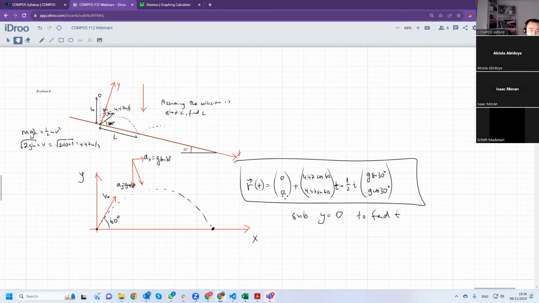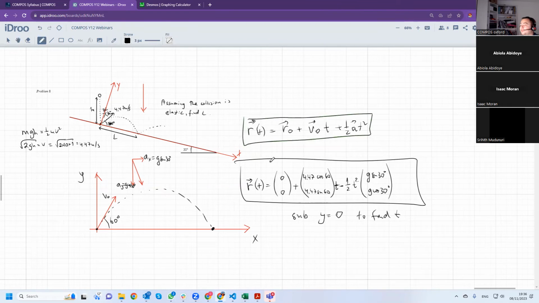Yes, it is meant to be t squared, of course. So r(t) is r0 plus v0t plus 1/2 at squared. This is the equation of motion. This is a SUVAT. This is the hyper-SUVAT equation.